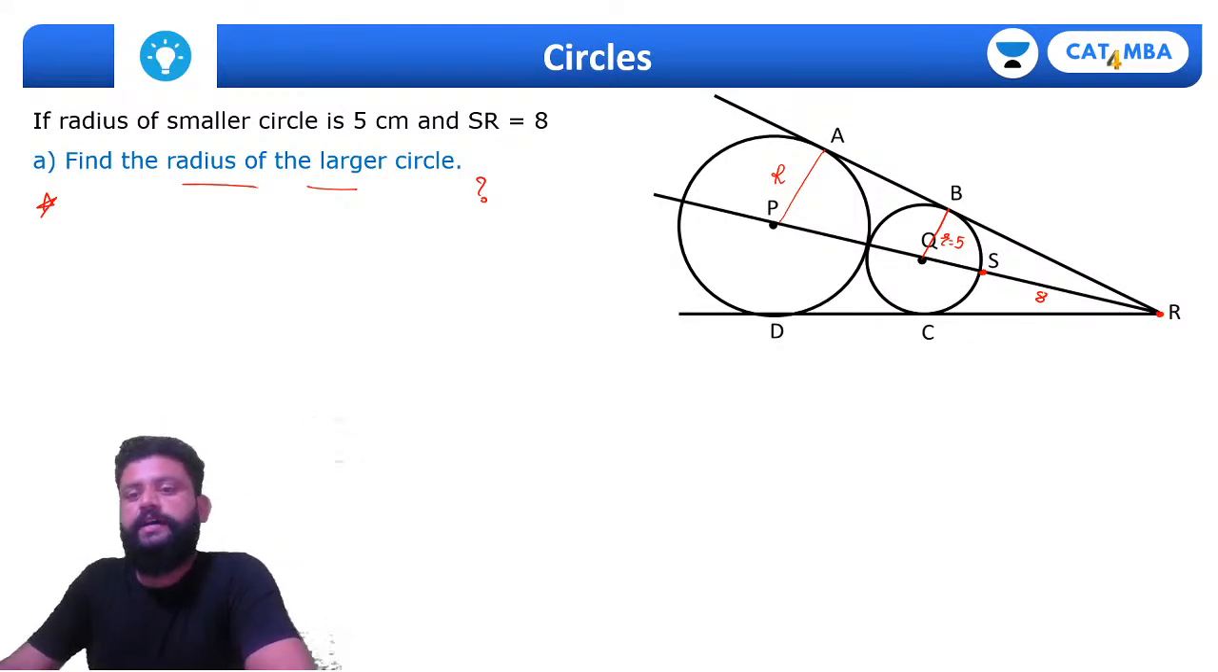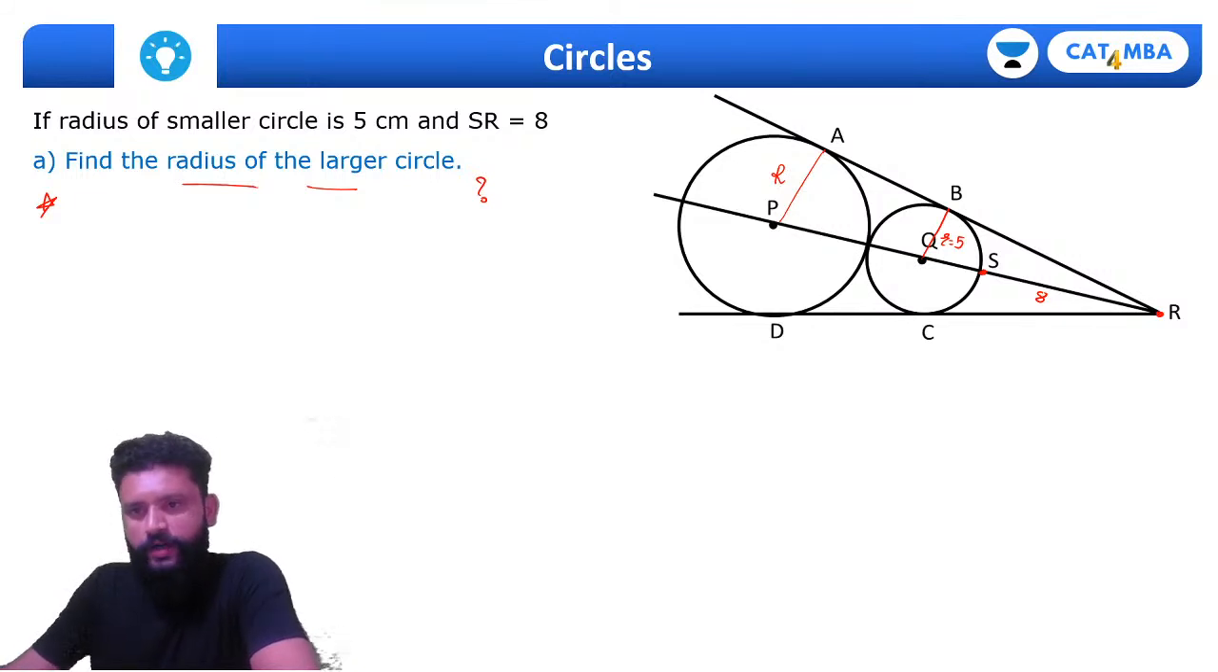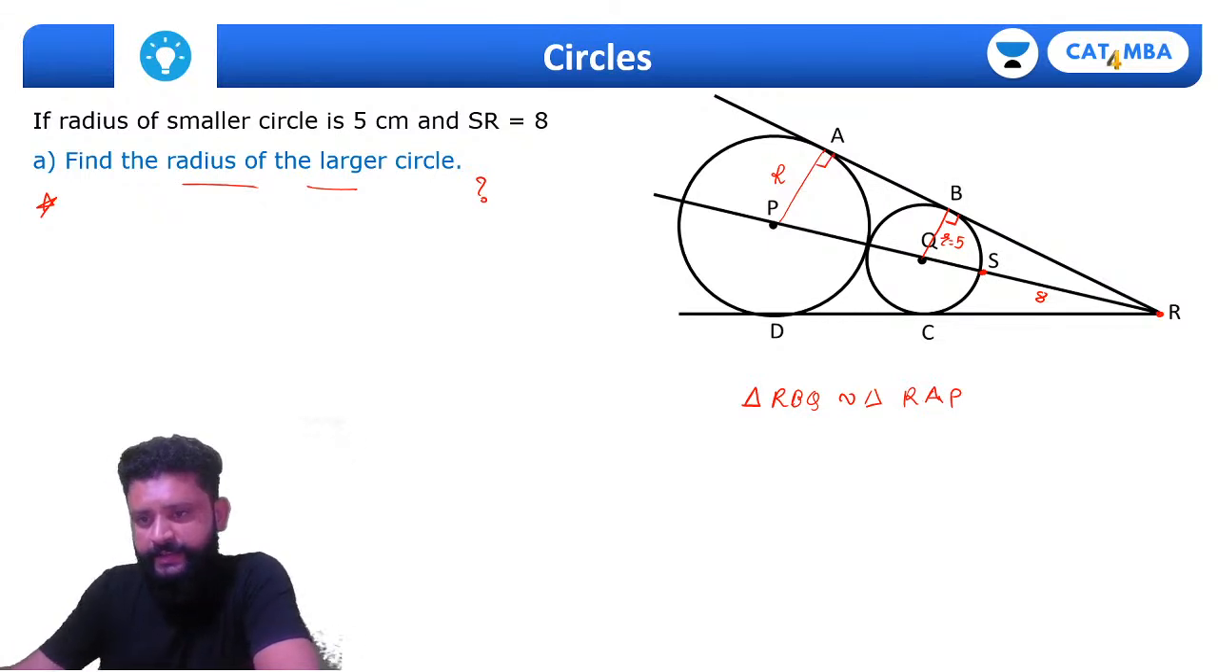Okay, so how to solve this? This is simply similarity of triangles. We can use it here. Look, triangle RBQ is similar to triangle RAP. I can prove it to you because this is 90 degrees, and this is the common angle. So definitely this angle will surely be the same.